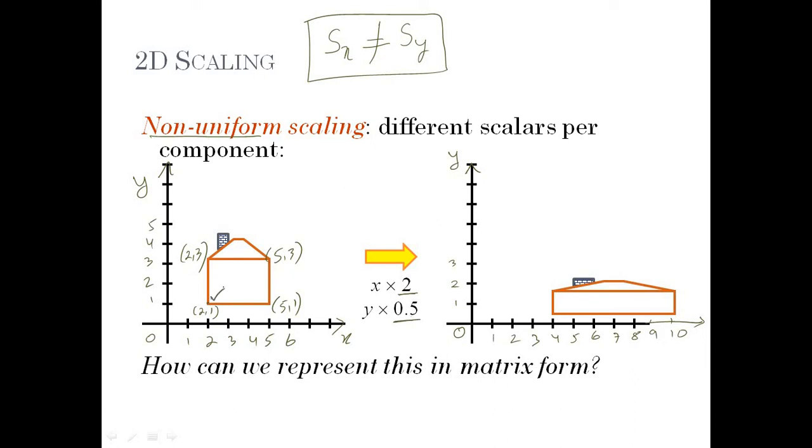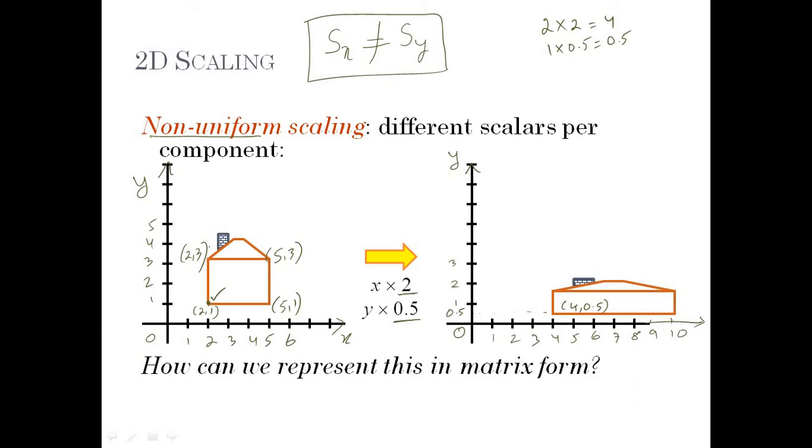Now let's consider this point. 2 is on the x-axis, therefore it should be multiplied by 2, which we get 4. And 1 is on the y-axis, it should be multiplied by 0.5, and then we'll get 0.5. Alright, now this point has become 4 on the x-axis and 0.5 on the y-axis. So this is your 0.5.